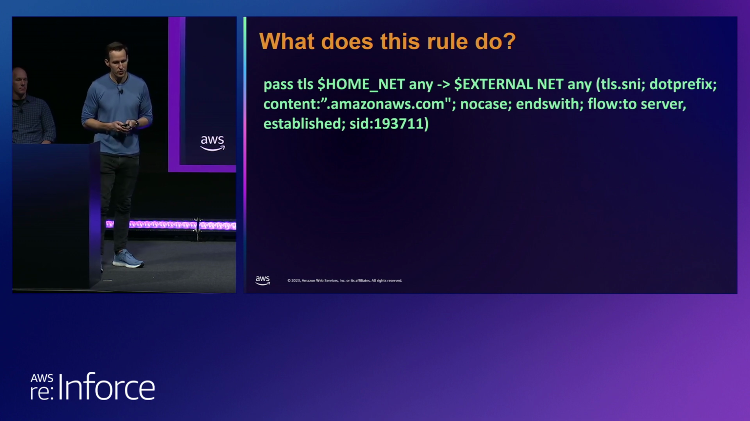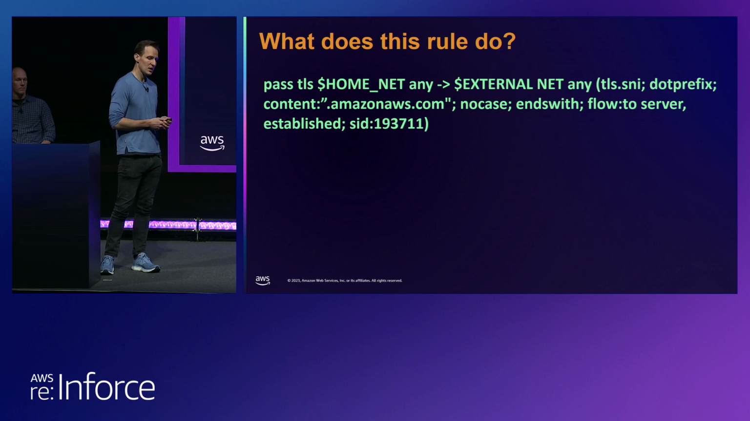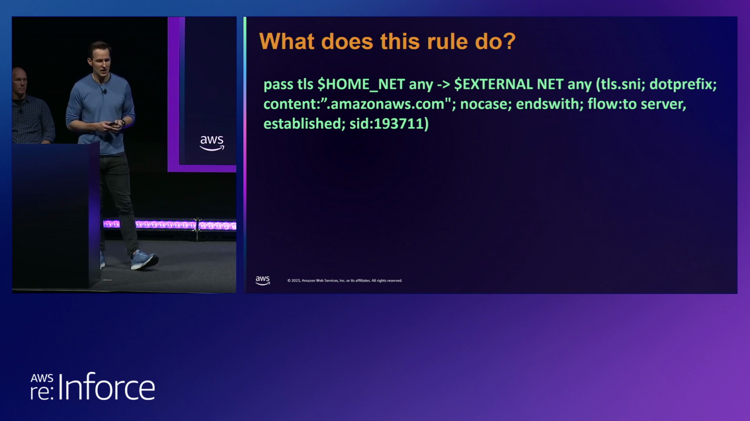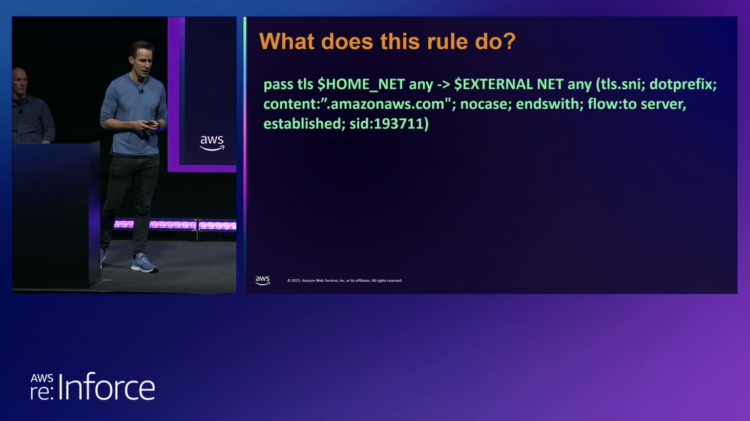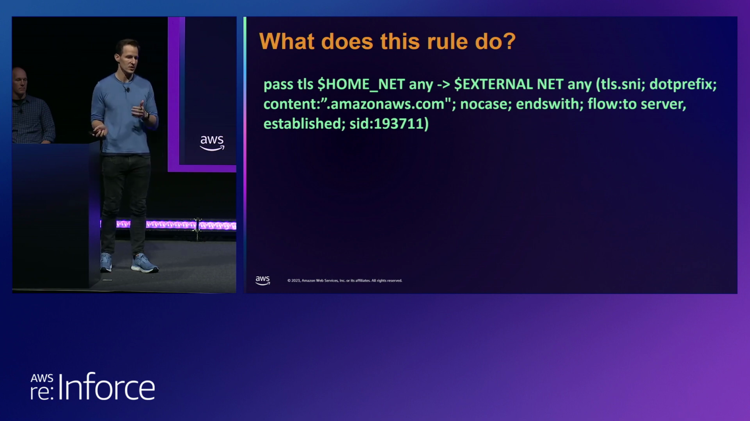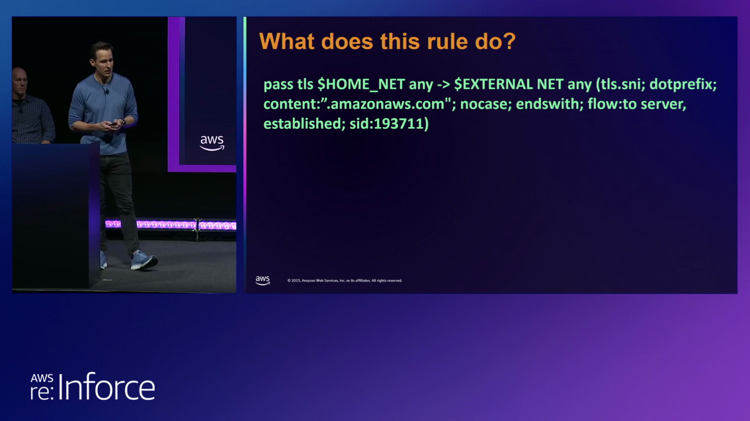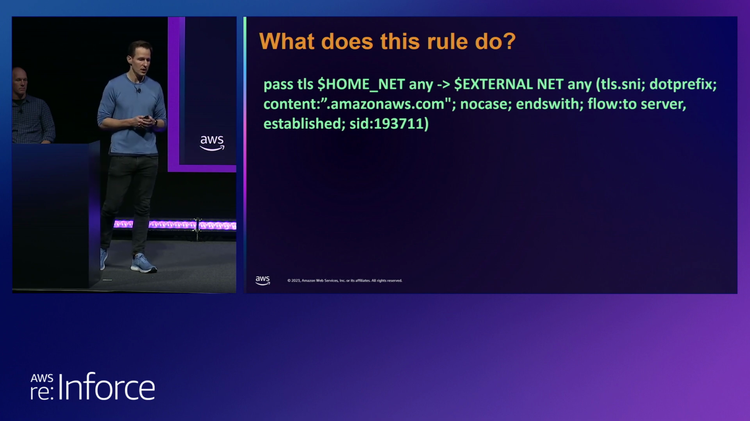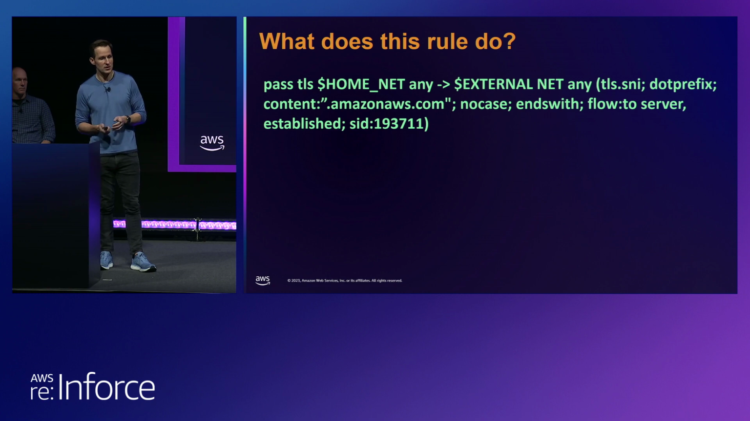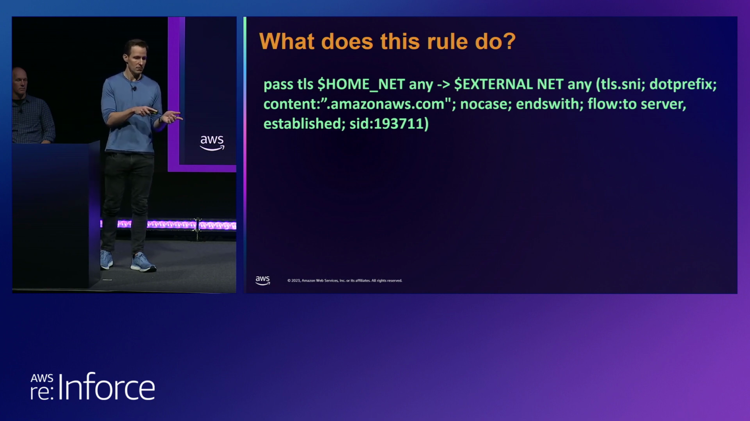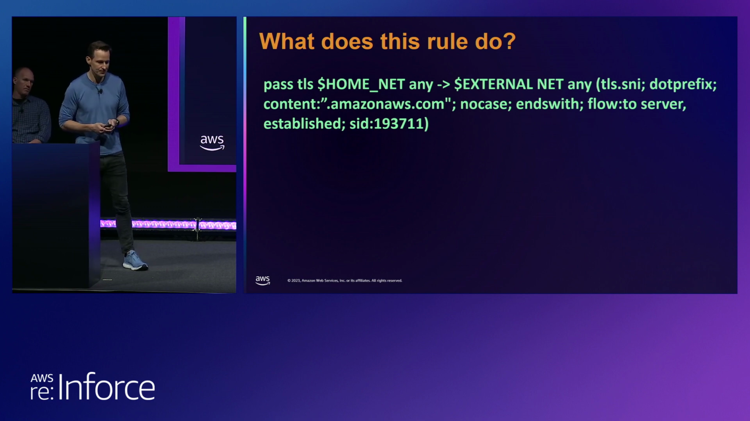We have the dot prefix keyword. That's another new one. Effectively, what that does is it prefixes a dot to the beginning of domain names, and what that does is allow us just to match subdomains as well. So for the content here that's matched, period, AmazonAWS.com, there's a prefix that's being added so that it'll match not only the root domain, AmazonAWS.com, but any of the subdomains with it as well.